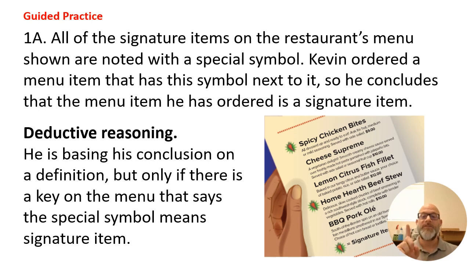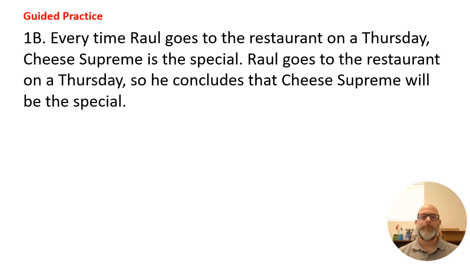Deductive reasoning. With this caveat, he is basing his conclusion on a definition, but only if there is a key on the menu that says the special symbol means signature item. You've seen this. You look at the back of the menu or the bottom of the menu and it says this symbol means special item. In that case, if you see the symbol, it's a special item. Try again on your own.